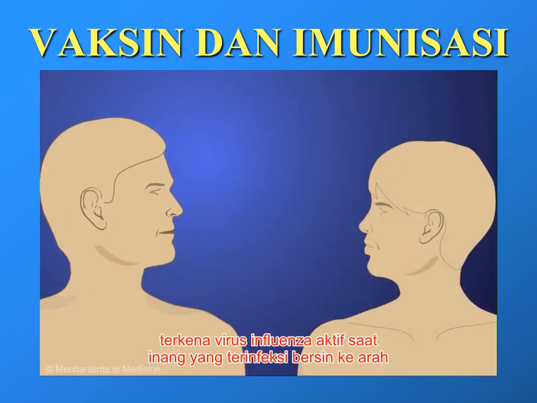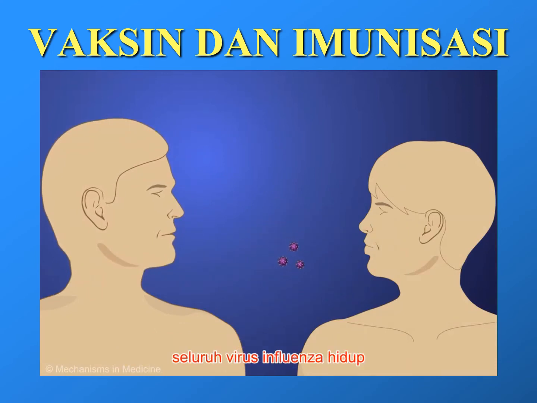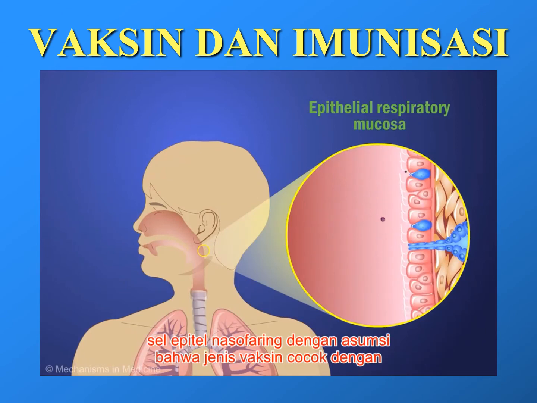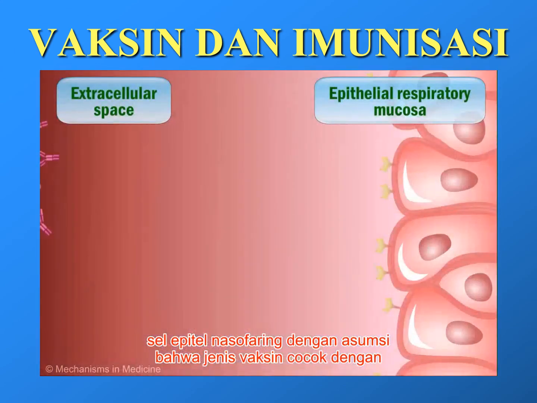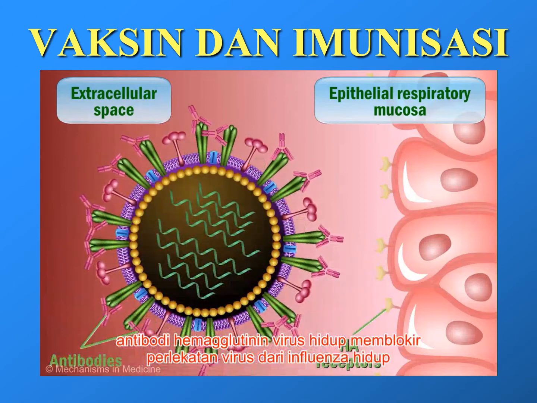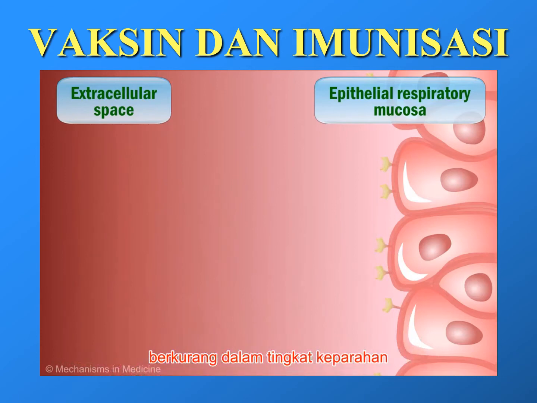When an infected host sneezes towards an uninfected person, the nasopharynx is exposed to aerosol droplets containing whole, live influenza virus. Once inhaled, the influenza virus attempts viral colonization of nasopharyngeal epithelial cells, assuming that the vaccine strain matches that of the live virus. Hemagglutinin antibodies block viral attachment of live influenza virus to host epithelial cells, and overall disease is either avoided or diminished in severity.